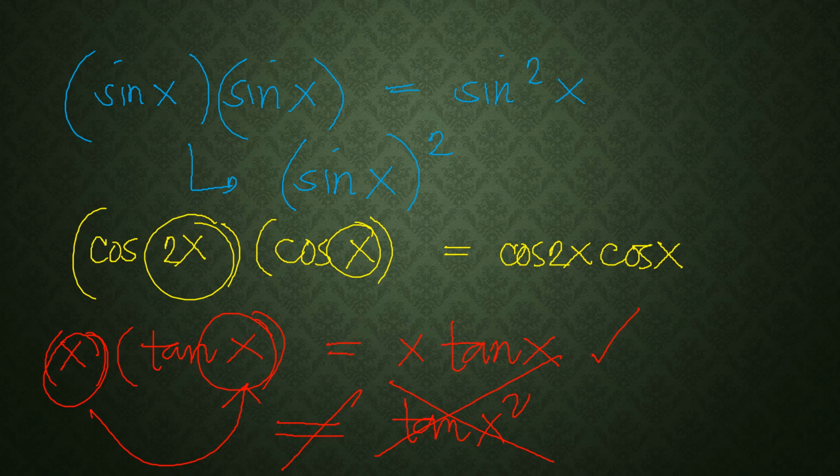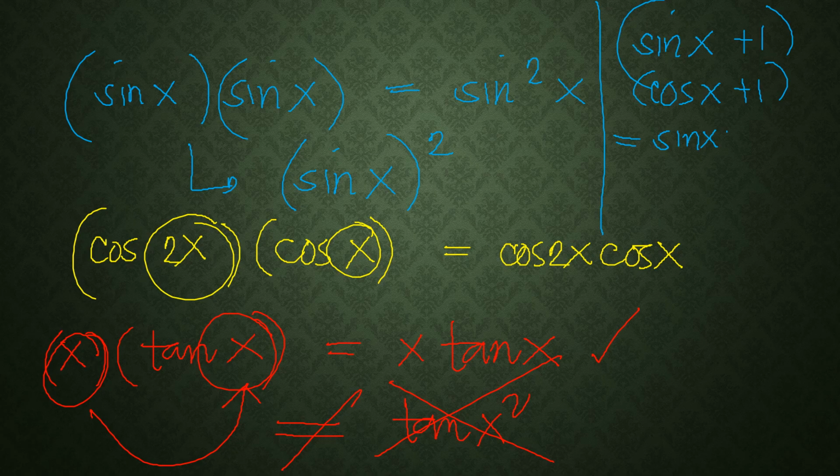Now these are necessary in the operations. Also, if we're going to get the product of sine x plus 1 multiplied to cosine x plus 1, then you do the FOIL method. Sine x times cosine x is sine x cosine x. 1 times cosine x is cosine x. 1 times sine x is sine x. Then 1 times 1 is 1. So the product is sine x cosine x plus cosine x plus sine x plus 1.